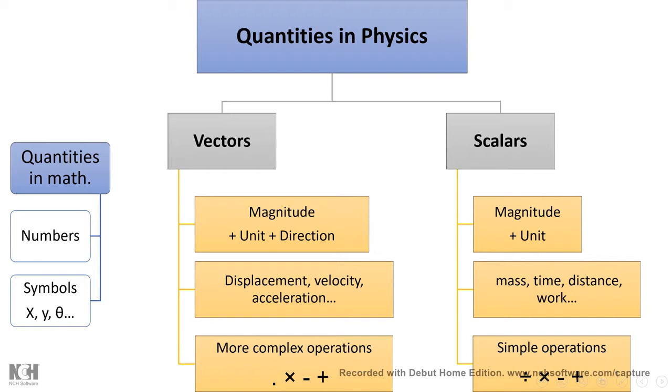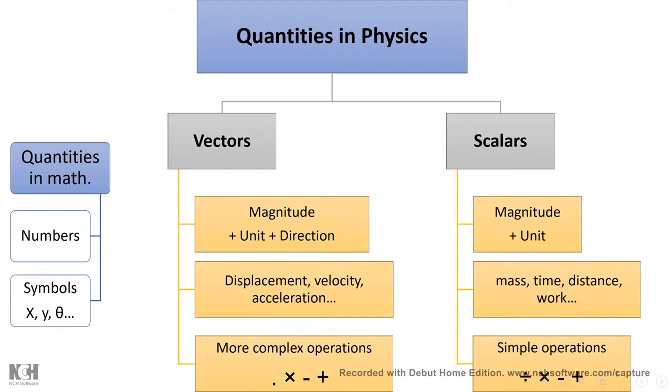But in vectors, we need to mention the magnitude and the unit and the direction. For example, displacement, which is the shortest, the straight line between 2 points. We need to start from a point to a point, for example, from A to B. And we need to say the direction: to the right, to the left, to the north.